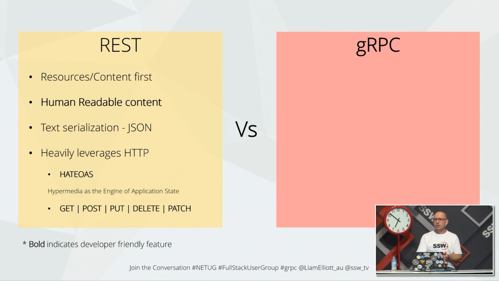However, our contracts are not so human readable. Yes, they're in JSON, but has anyone tried to open up a Swagger doc and tried to make sense of it? It's not fun. So yes, they're human readable, but they're not really human consumable. And it's using text serialization. So we're talking JSON payloads.